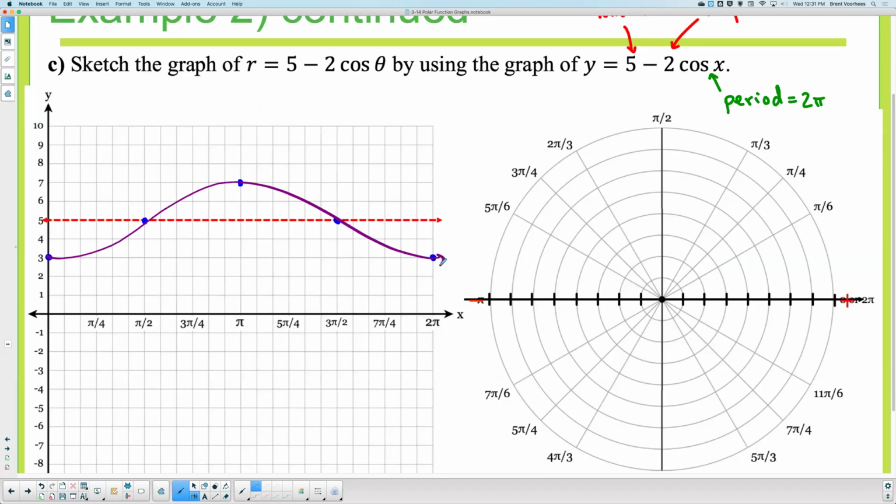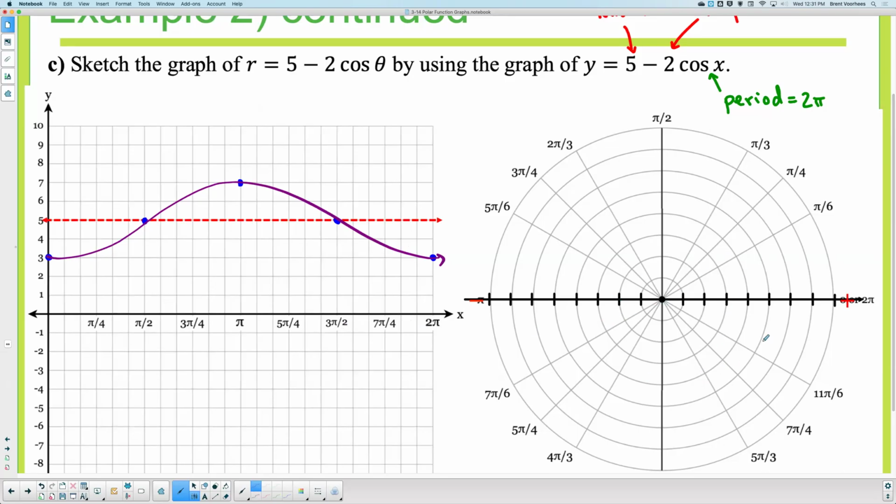And we'll use that graph to help us draw. Will this graph intersect the origin, which is called the pole on the polar graph? Will it or will it not? No. It never will. Why will it never hit the intersection? This never touches the x-axis. So this will never actually hit the origin.